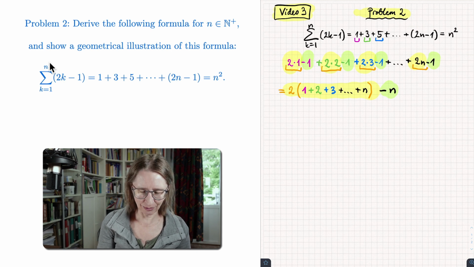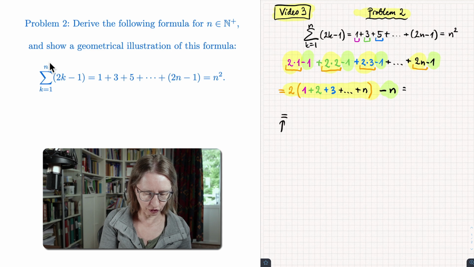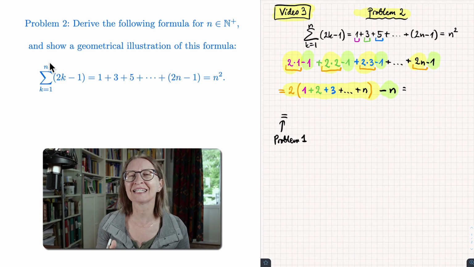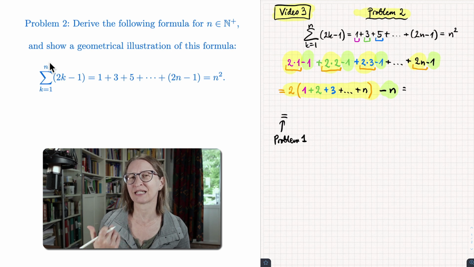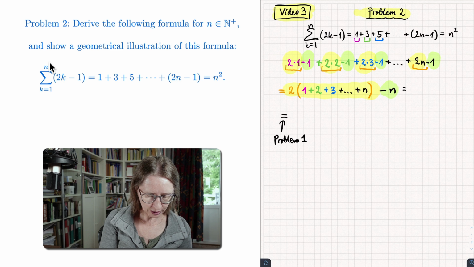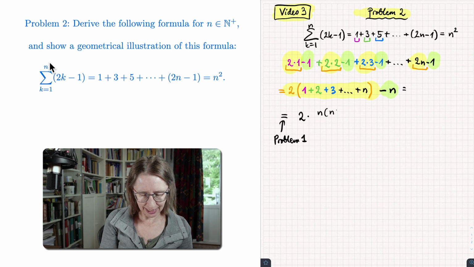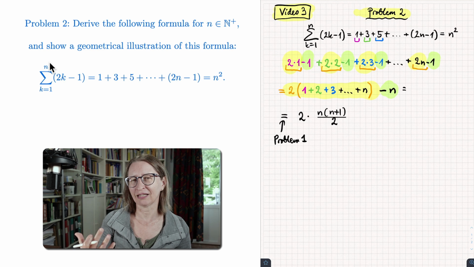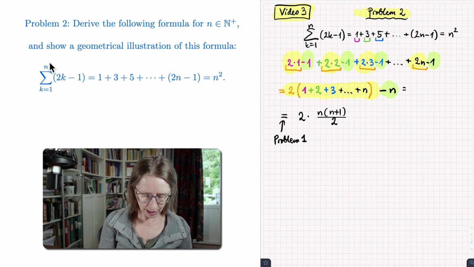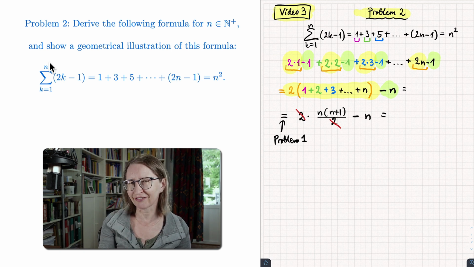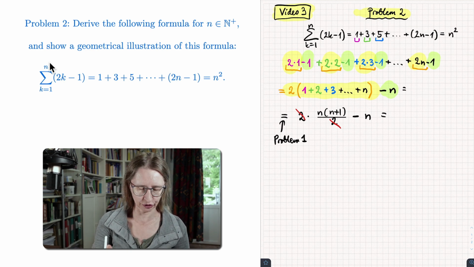And now you see it's time to go back to our problem number 1 from the previous lecture, because problem 1 tells us what is the sum of the n first positive natural numbers. So I have this 2, and in parentheses I will get n times n plus 1 divided by 2, because I know that this is the sum of the n first natural positive numbers. And then I still have to subtract n. So what is happening here? I see that I will have a cancellation because it is times 2 and divided by 2, which is just multiplication by 1.